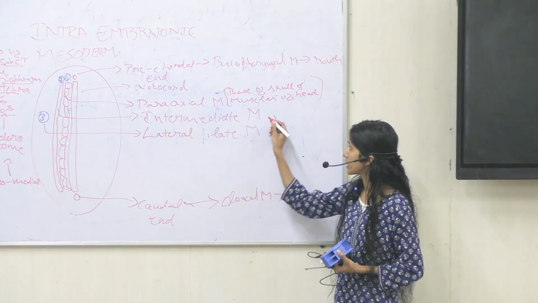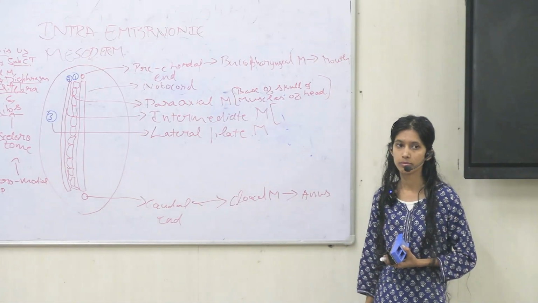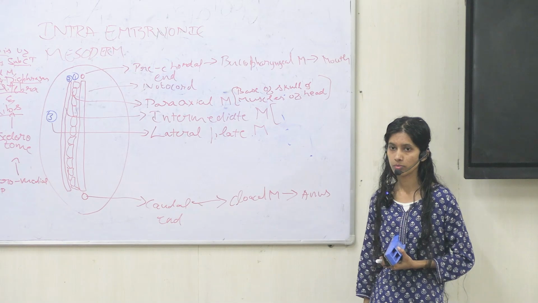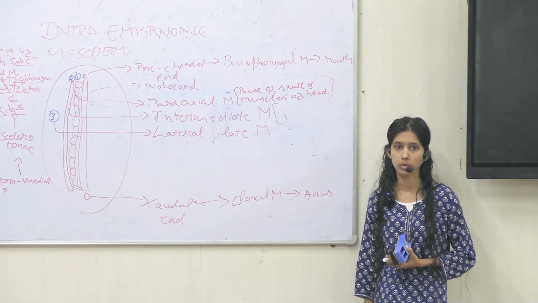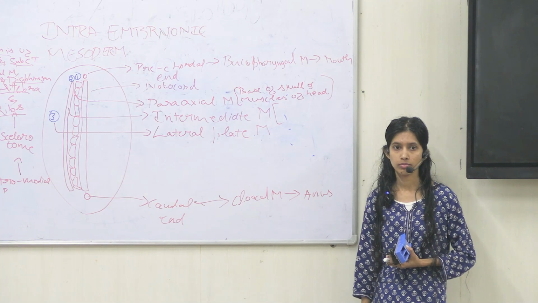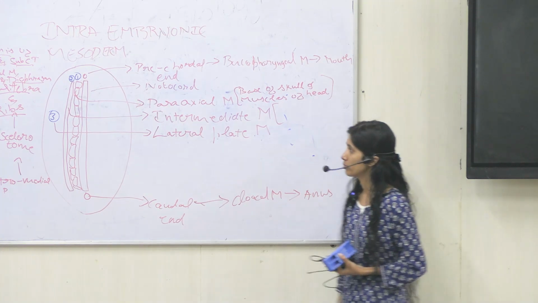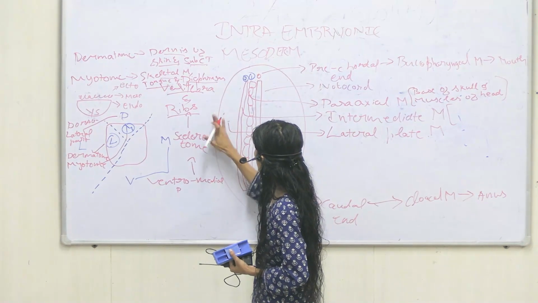Next, we'll go to the intermediate part. What are the derivatives of the intermediate part? Any idea? In the previous class I mentioned it once. Okay, no problem. We'll go to the third part now. I'll come back to the second one again, okay?